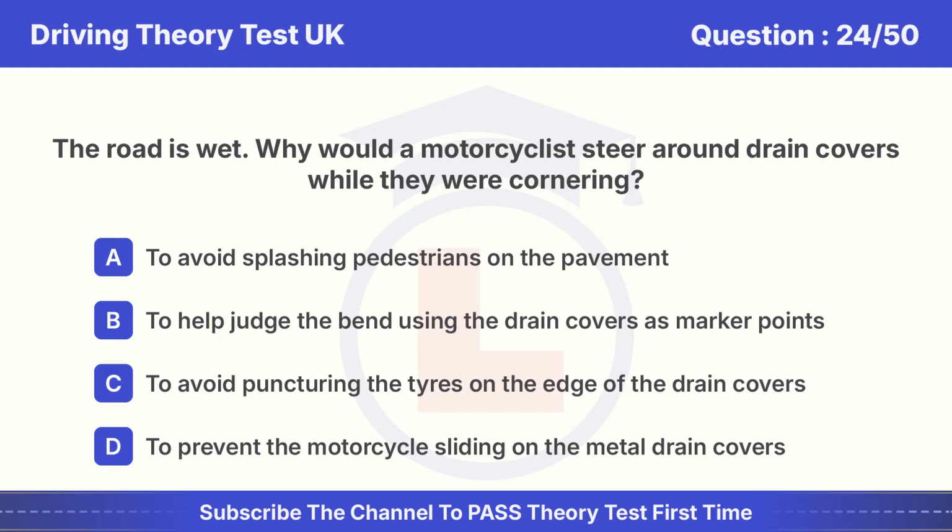Question 24. The road is wet. Why would a motorcyclist steer around drain covers while they were cornering? Answer is D. To prevent the motorcycle sliding on the metal drain covers.